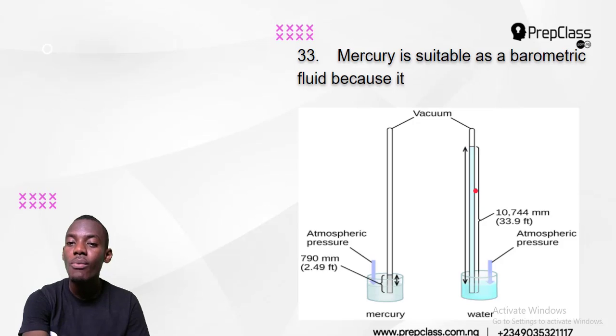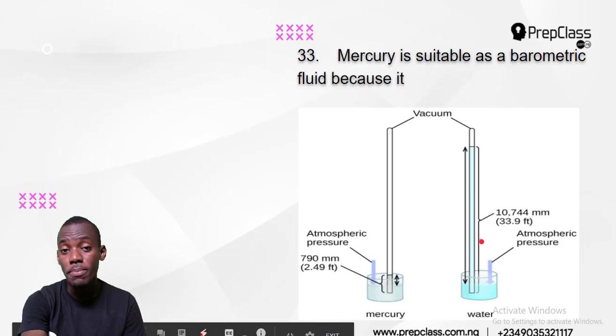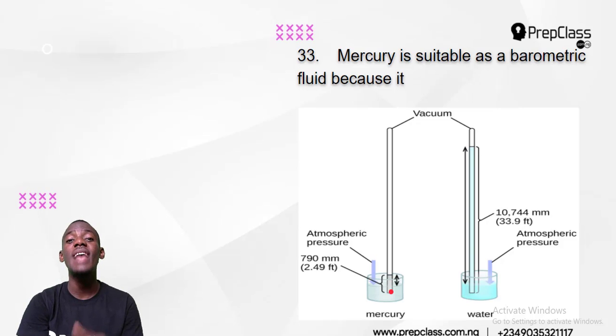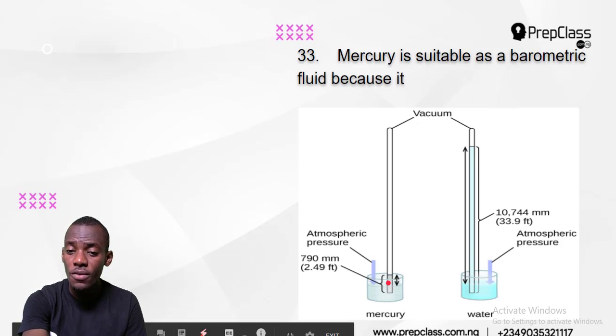So that means water is not best, because look at the kind of tube I have to get to be able to show atmospheric pressure using water. You have to have a very long tube, and that will be difficult to even carry. It's not possible. But with mercury, you don't need a tube that is too long. Mercury responds because it is extremely dense, so it reflects atmospheric pressure with low height.